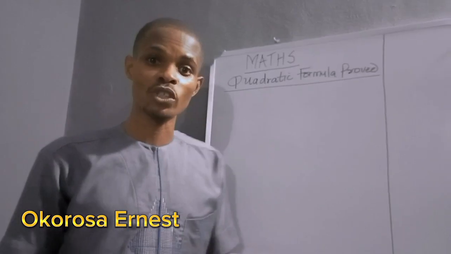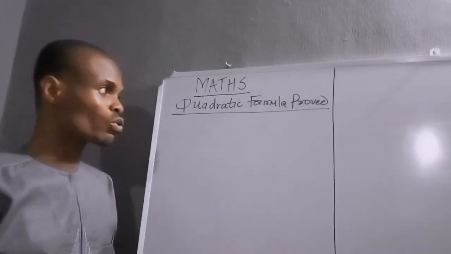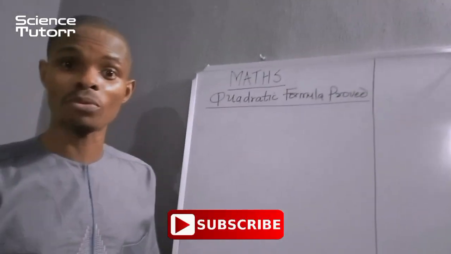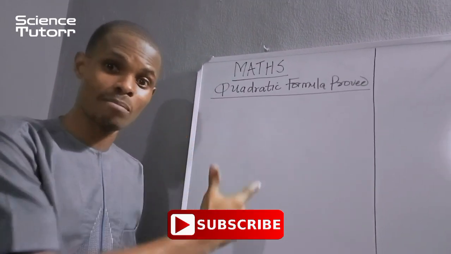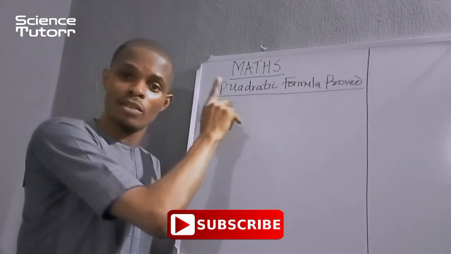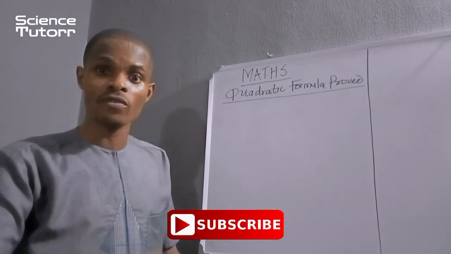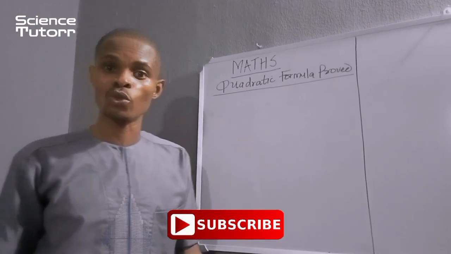In today's video, we shall be looking at a very vital aspect that has to do with the quadratic formula: how the quadratic formula is obtained. In the previous video, we looked at the completing the square method. So in obtaining the quadratic formula, we will follow the same procedure to derive it. That is what we want to look at.